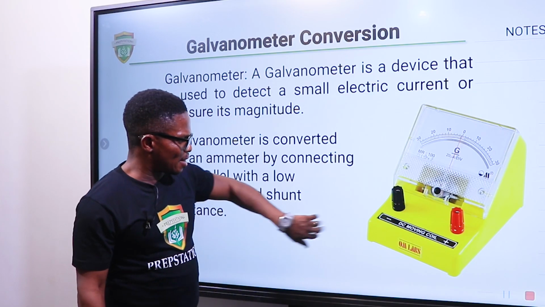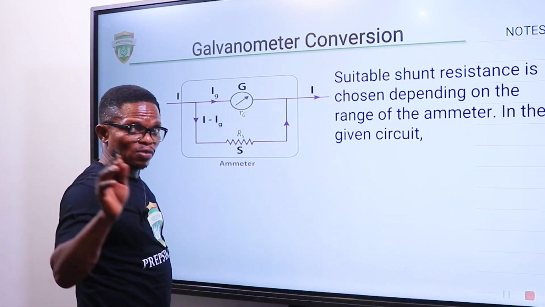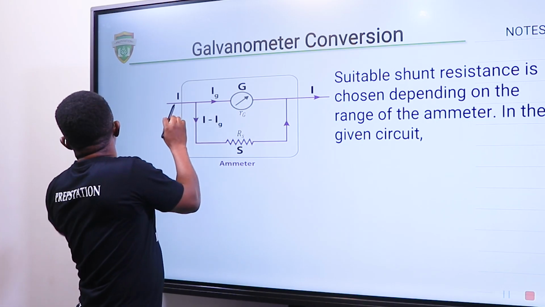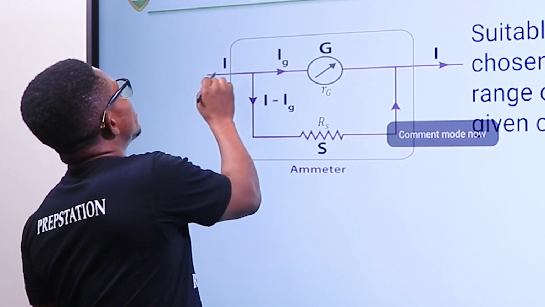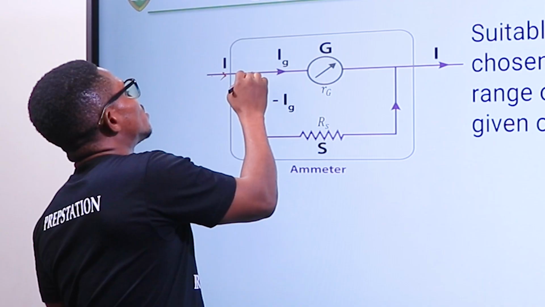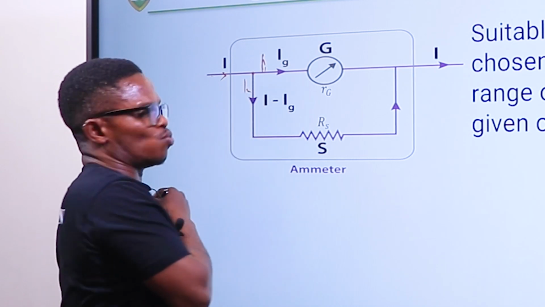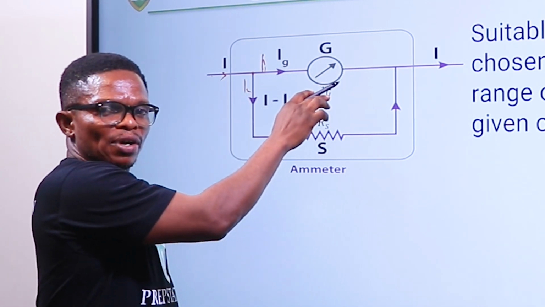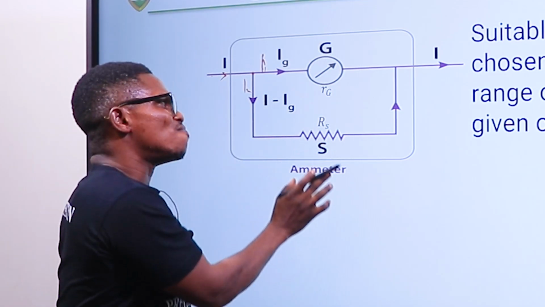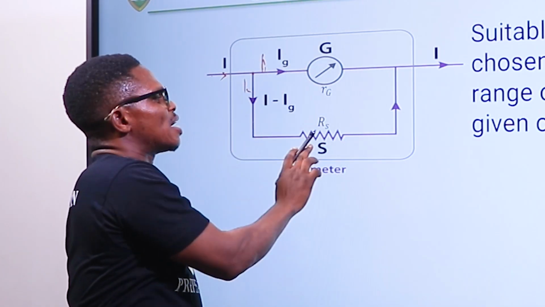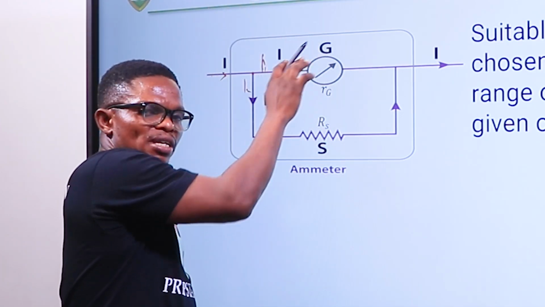Now, what is the idea behind this? Let me show you the circuit quickly. Remember, according to Kirchhoff's law of current and Kirchhoff's law of voltage, this is the current flowing through the circuit. This is the incoming current. At this point, the current will split into two to give you I1 and I2. I1 is the one going to the galvanometer, and I2 is the one going to the resistor. The resistor used in converting a galvanometer to an ammeter is called a shunt. Take note of that.